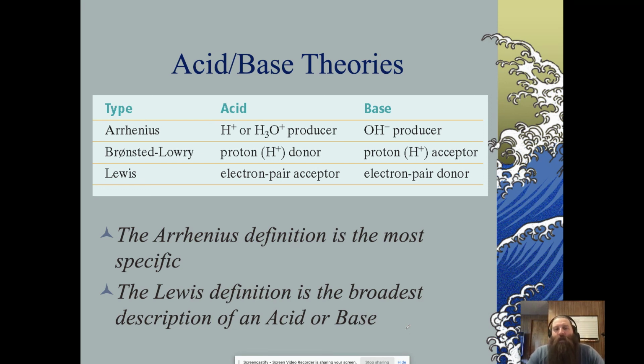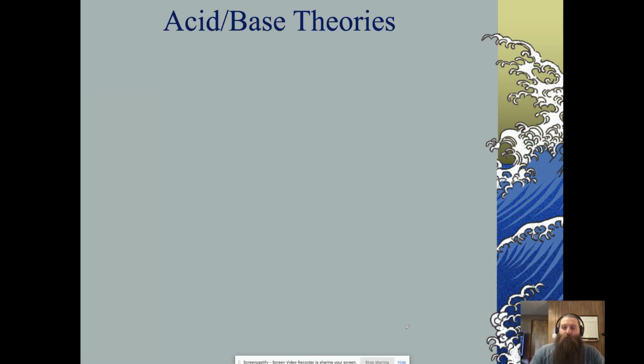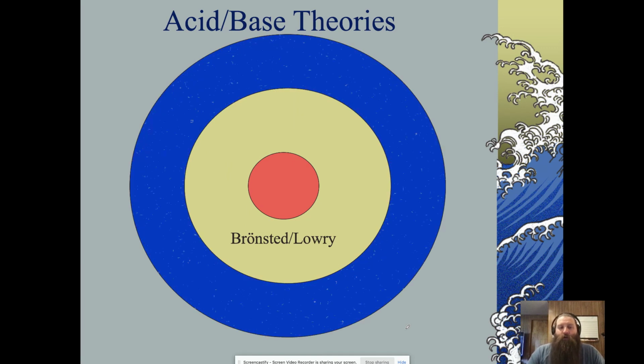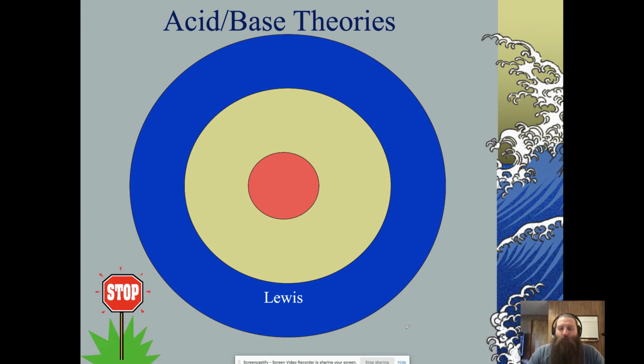For Arrhenius acids, they have to produce H3O plus in solution. The base has to produce OH minus in solution. For Bronsted-Lowry, you have to donate a hydrogen to be an acid, or you have to accept a hydrogen to be a base. For Lewis acids, you just accept electrons. For Lewis bases, you donate electrons. And we can kind of look at it like this. There's a very small group of Arrhenius acids. All Arrhenius acids and all Arrhenius bases are included in the definition of Bronsted-Lowry acids and Bronsted-Lowry bases. Both of those are included in the definition of the Lewis acid or the Lewis base.